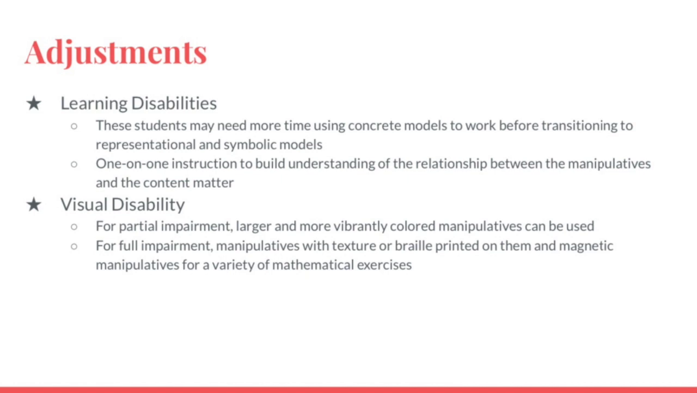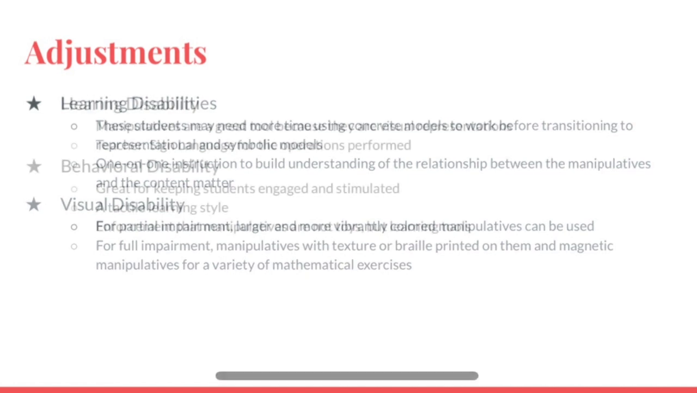For visual disabilities, there are two different categories. For partial impairment, you can use larger and more vibrantly colored manipulatives. And for full impairment, you can use manipulatives with texture or braille printed on them, for example, with fraction strips. Rather than having the numerical 1/4, you would have that represented in braille. And you can also use magnetic manipulatives for a variety of exercises.